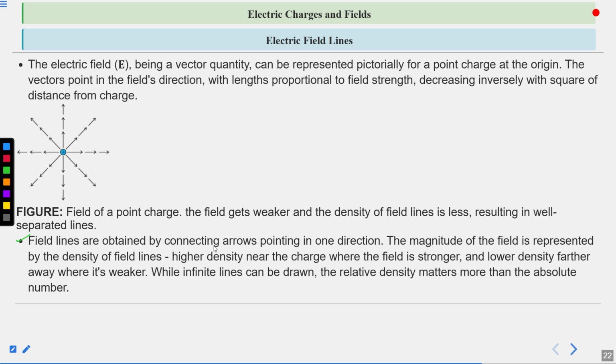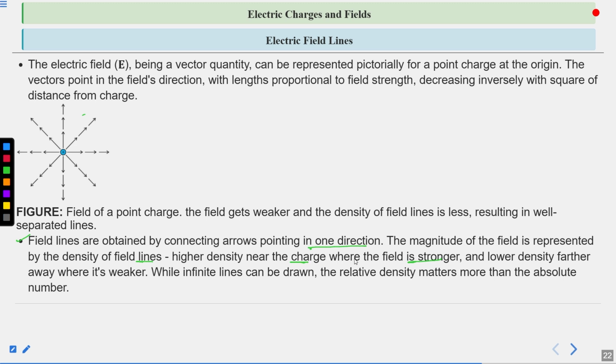Field lines are obtained by connecting arrows pointing in one direction, like this. The magnitude of the field is represented by the density of the field lines. High density near the charge where the field is stronger. So this is a question for you. Suppose we have 2 points, point A and point B. Where is the density high? At point A, near the charge. So at point A the density is high and its electric field is much stronger. Clear?